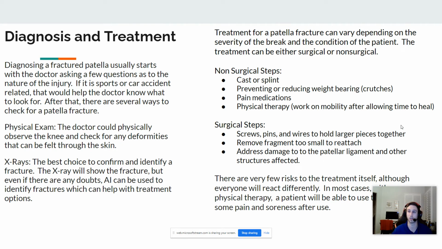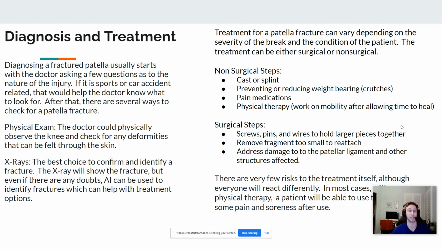Treatment for the patella fracture, depending on the severity of the break and the condition of the patient, we can go with either a surgical or non-surgical option. For the non-surgical, we're going to cast and splint. We're going to give you some crutches or a wheelchair. We're going to prevent that weight bearing. Going to give you some pain meds. And once that starts to heal, we're going to give you some physical therapy so that we can get some mobility back in there, because there will be some atrophied muscles because they're not going to be doing much work.